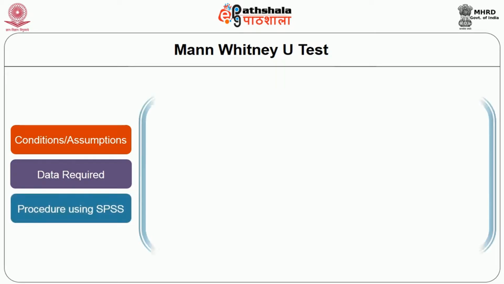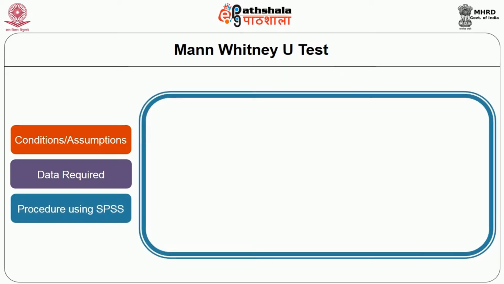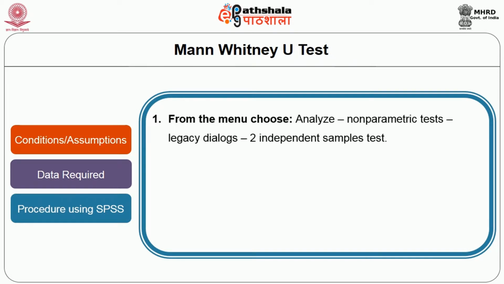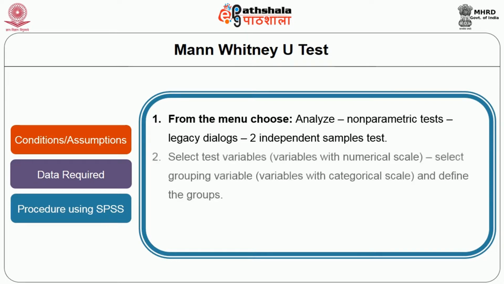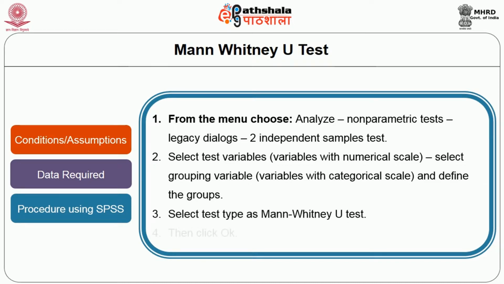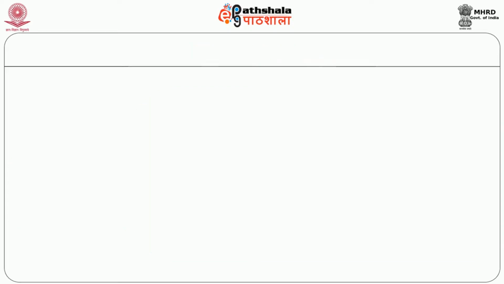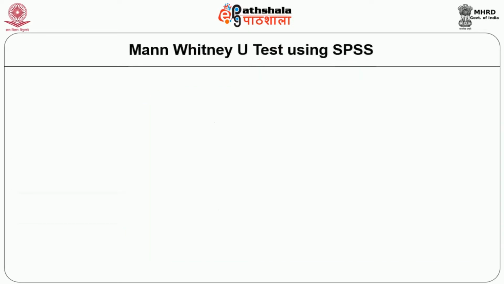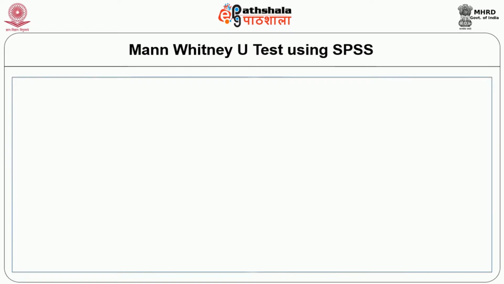Now, the procedure for doing this test using SPSS: from the menu, choose Analyze, Non-Parametric Tests, Legacy Dialogs, Independent Samples. Select the test variable, that is with numerical scale, and then select the grouping variable, that is in a categorical scale, and define the groups. Then select the test type as Mann-Whitney U test and click OK. Let us now practically see the Mann-Whitney U test using SPSS.